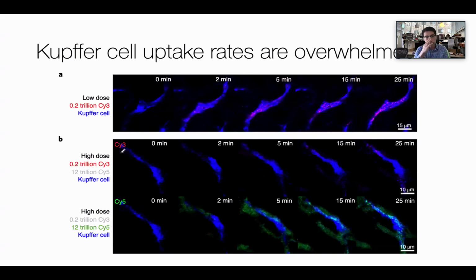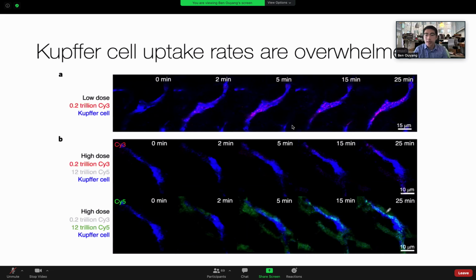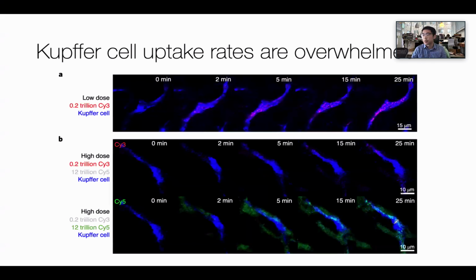And then at the end of this, there was the question of, what if the nanoparticles had saturated their capacity within the first 30 seconds, right? Because the dose was so high. And so to answer that question, we looked at the nanoparticle uptake in the high dose channel. And what we found was that over the course of 25 minutes and even up to an hour, there was continuous uptake of nanoparticles, right? Suggesting that the capacity was never actually overwhelmed.